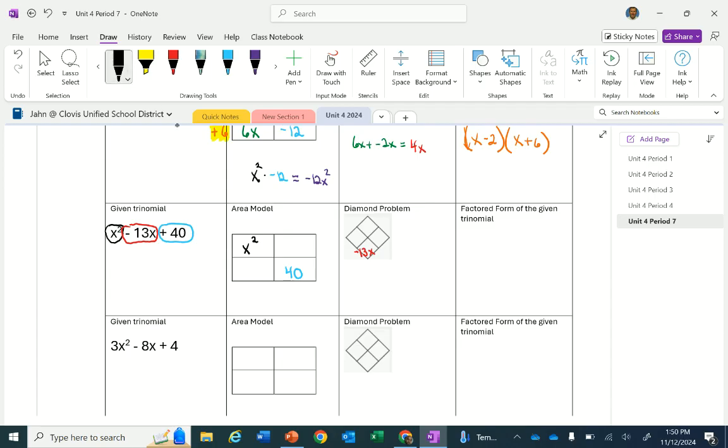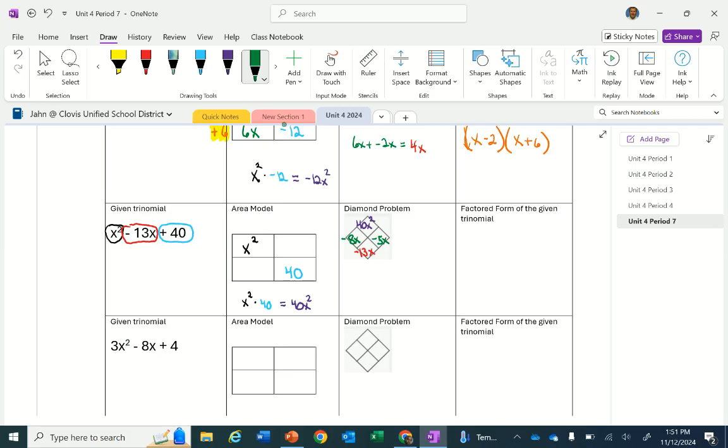My next step is to multiply the two pieces together in my area model. In other words, multiply x squared with positive 40. Write that result down, which is equal to 40x squared, and I put that 40x squared at the top of my diamond problem. And now I solve my diamond problem, which has a 40x squared at the top and a negative 13x at the bottom, which would mean that I would solve it with a negative 8x and a negative 5x on the left and the right.